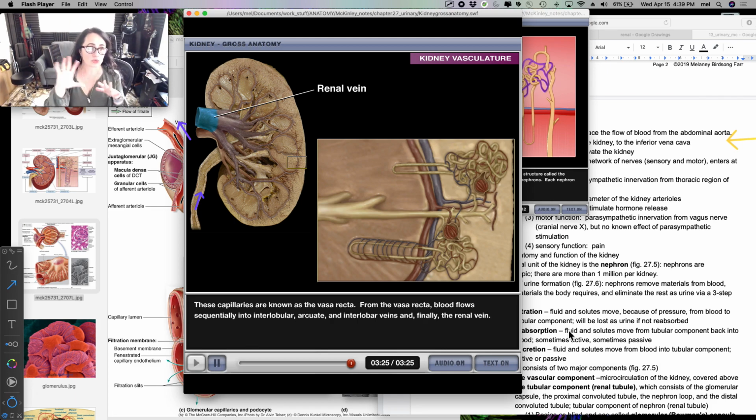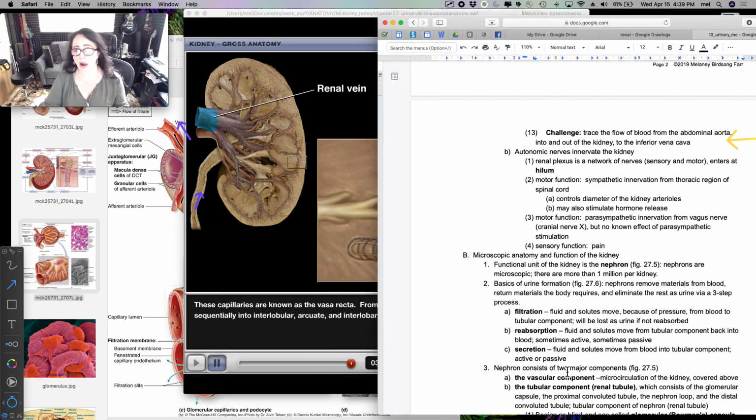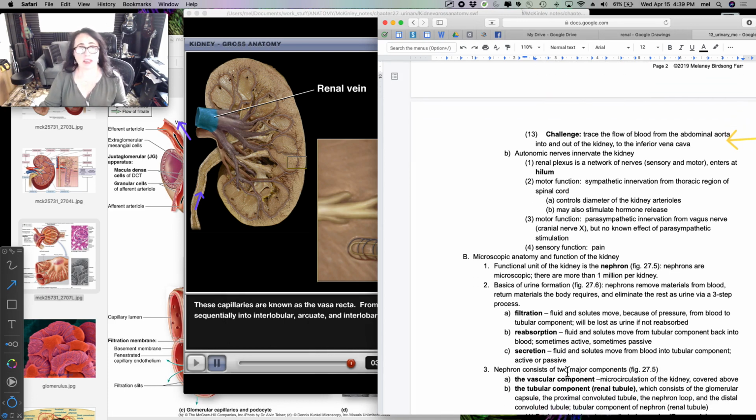All right, so she went through the same thing, and this is a really cool dissection. I would love to be able to do that dissection. Okay, so the only other thing on this part is to talk about innervation of the kidney.